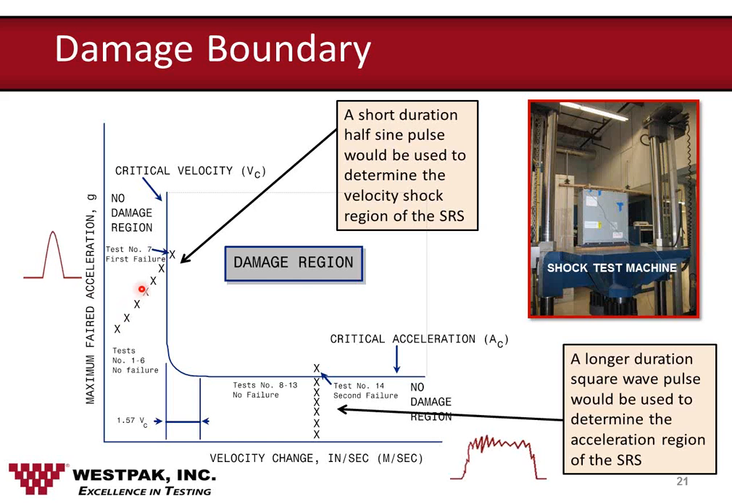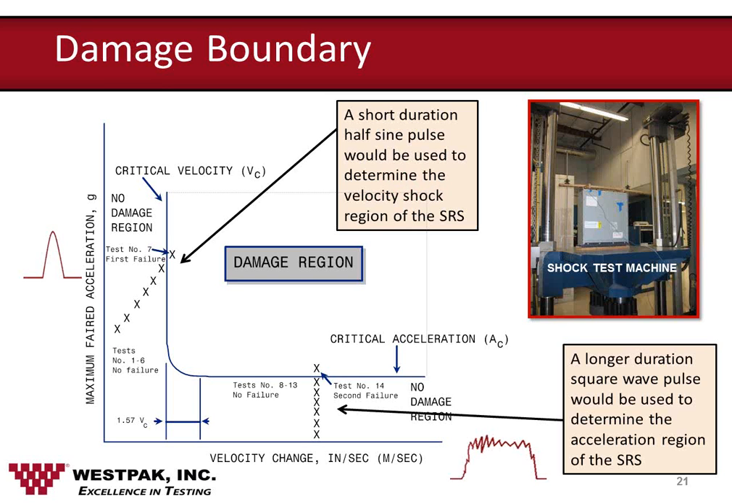So you keep programming pulses into the product of higher and higher velocity change until failure occurs. The last non-failure input is normally then defined as the critical velocity change for the product in that orientation. Again, this came from the shock response spectrum analysis, because this short duration pulse determines the response of the product in the velocity shock region of the SRS.